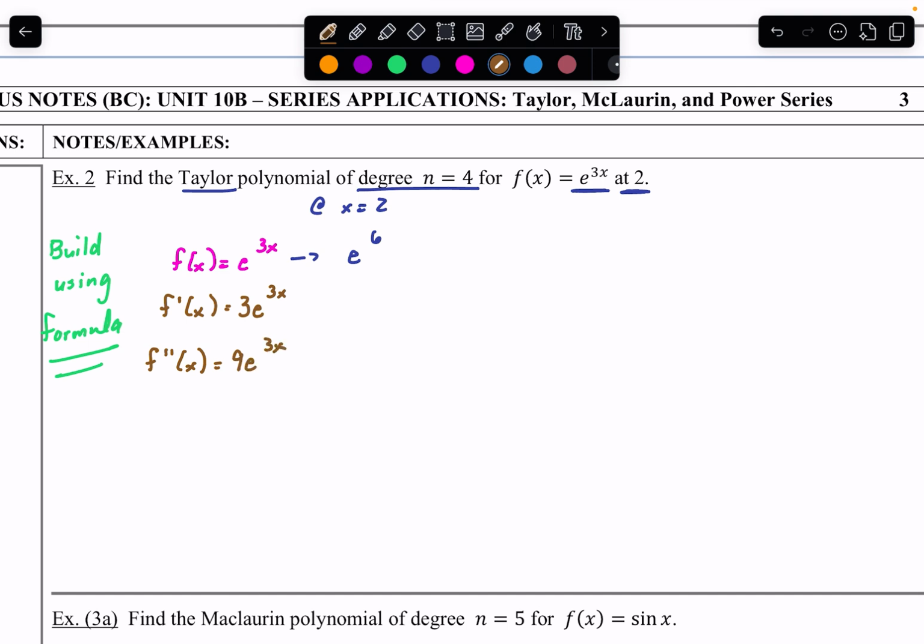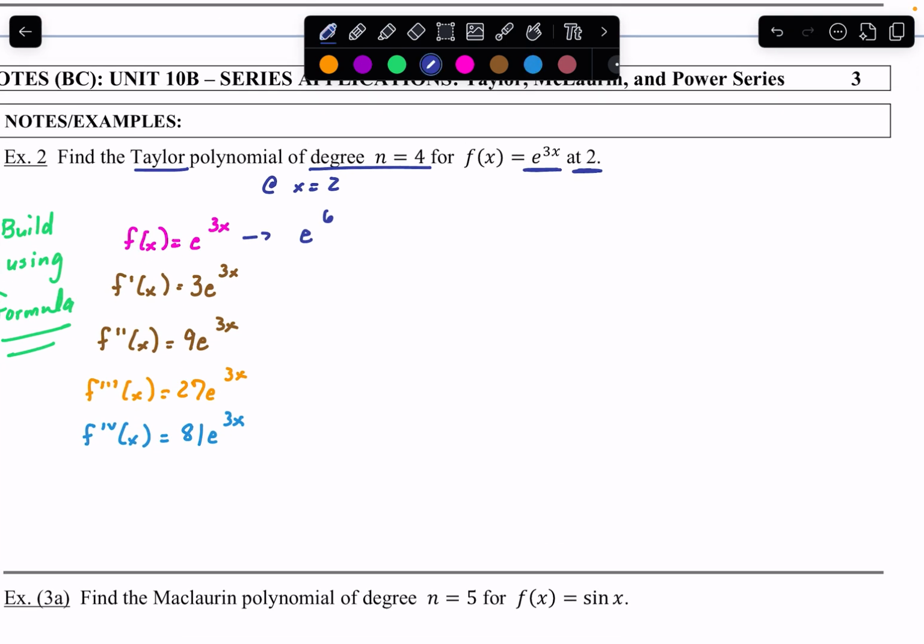9e to the 3x. Third derivative, 27e to the 3x. Fourth derivative. Once we get to 4, we usually stop doing tally marks. I like Roman numerals, but you can just put a 4 up there if you want to.